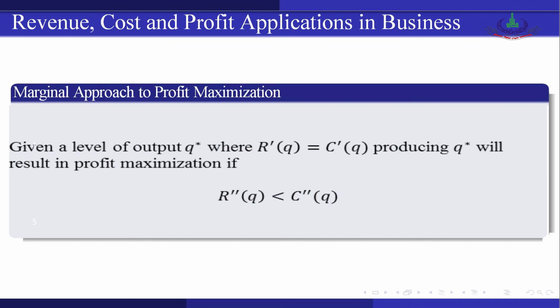Marginal approach to profit maximization. Dear students, given a level of output Q star where R prime of Q is equal to C prime of Q, producing Q star will result in profit maximization if the second order derivative of the revenue function is less than the second order derivative of the cost function.